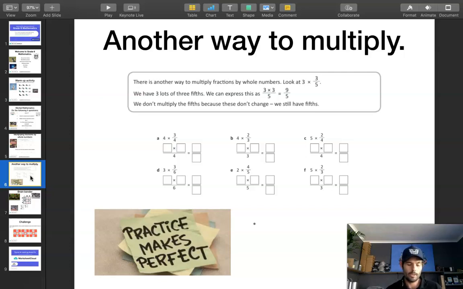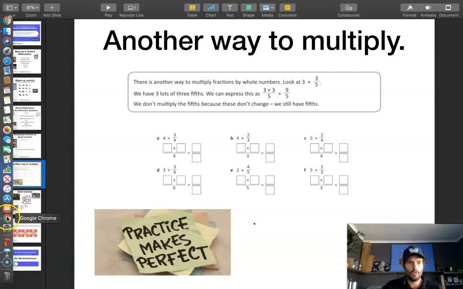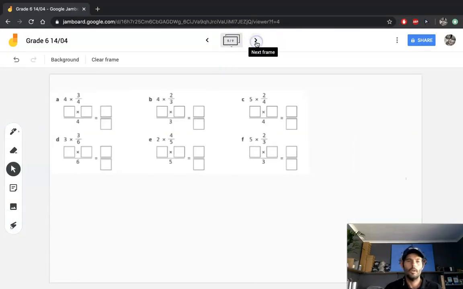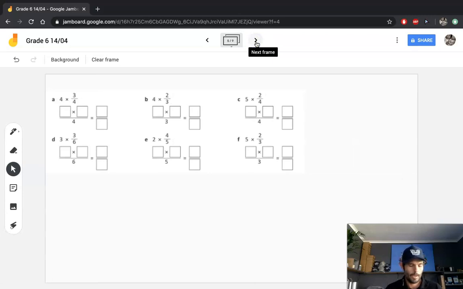Okay, but there's another way to multiply fractions, okay? And that is indeed looking at the way I hinted at for 15 times 3 over 5 on the previous slide. Let's have a look at this on the Google Jamboard. Okay, there it is there. So 4 times 3/4. I'm going to do the first one for you, and then I'd like you to work through the rest by yourself.